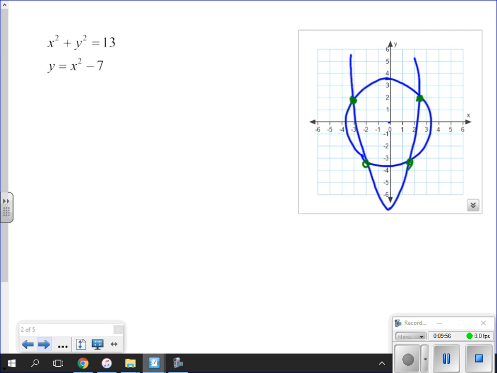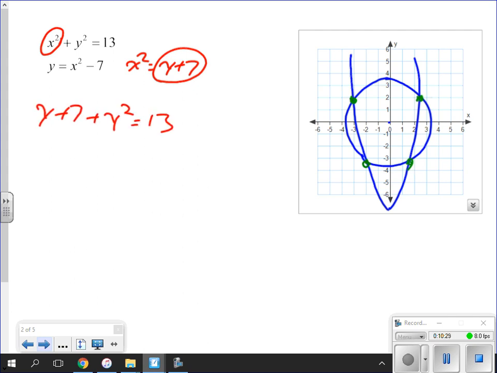But what you really want to do is take this, rearrange it for x squared, to give me x squared equals y plus 7. Take this and put it in for that. Things you learn after doing it an awful lot. Part of my job is to teach you, hey, do this instead of that. Will it work the other way? Yeah, it'll work the other way. This is a lot easier. Okay? So I get y plus 7 plus y squared is equal to 13.